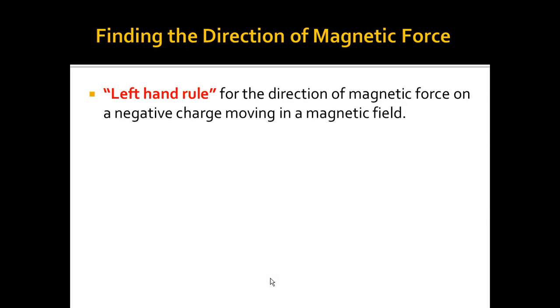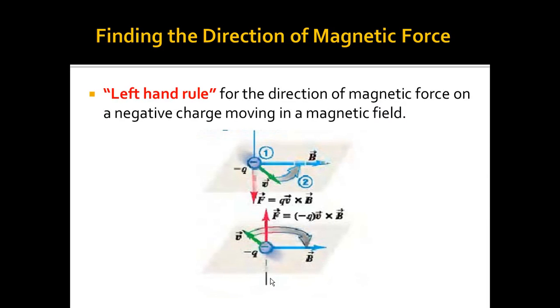Okay, so for the left hand rule. As mentioned earlier, the left hand rule would be the application of the right hand rule, but this time the left hand rule for negative charges. So the same rule applies. The direction of the four fingers would be pointing towards the direction of the velocity.